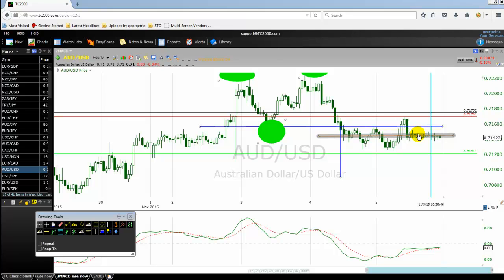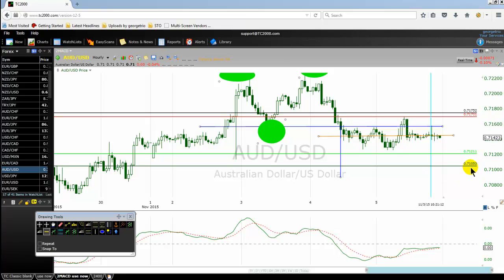For the first trade that we took for the Australian dollar at 7145, I will take another 40 pip for the second trade at 7105. So I'm going to set another limit order here at 7105.